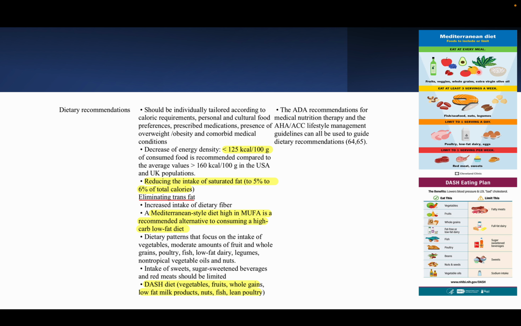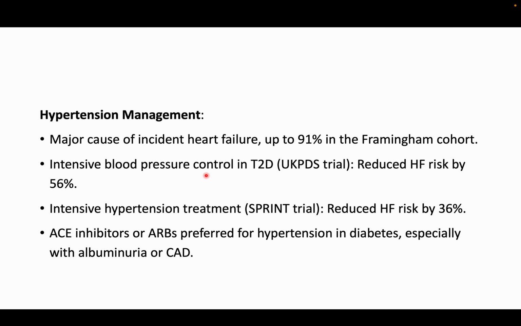Every meal you should consume at least some amount of fruits and veggies, the Mediterranean diet. So the Mediterranean diet and DASH diet are some of the most important things that are followed in the case of heart failure. So how do you manage hypertension? A major cause of heart failure, up to 91% of patients have hypertension. Intense blood pressure control has been shown to reduce the heart failure risk by 36%.